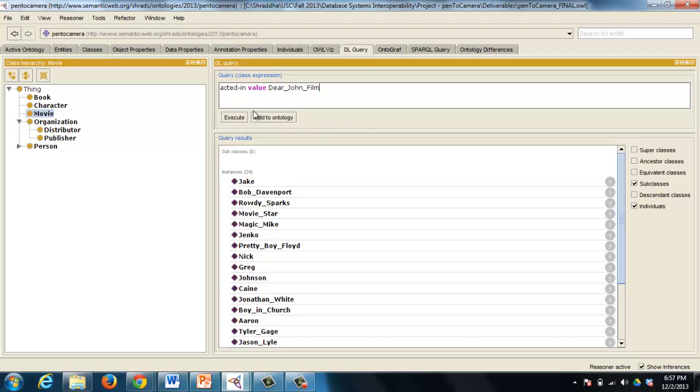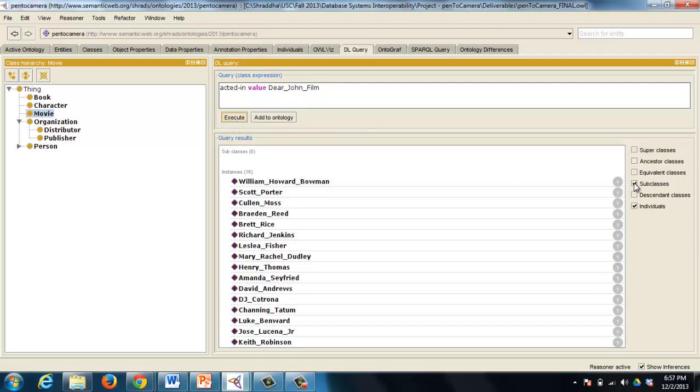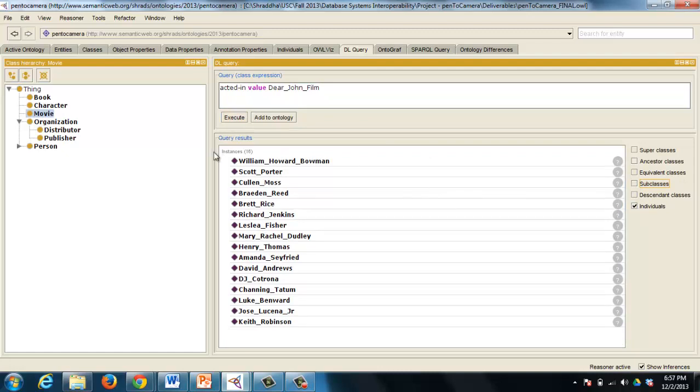So let's execute this particular query. We don't need the subclasses, we're looking only at the individuals. So these are a list of actors that have acted in the movie Dear John as per the data entered in our ontology.